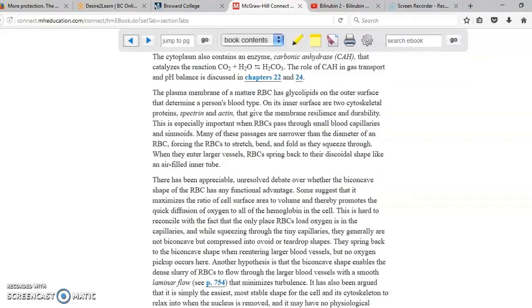If you scroll down, so again, the job of the red blood cell is to transport gases. That's not the only job. It also helps us regulate the pH. That regulation of pH is controlled by this chemical reaction that you see here. Carbon dioxide plus water is going to give you carbonic acid. The carbonic acid is going to dissociate into hydrogen plus bicarbonate.